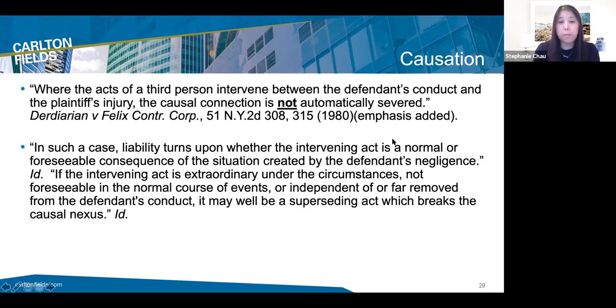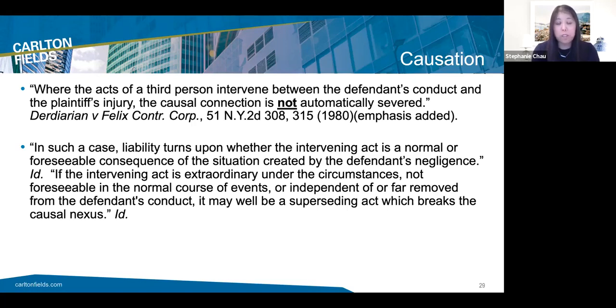I think the important thing to remember with causation is that even though the acts of a third person may intervene between the defendant's conduct, so the practitioner's conduct, and the plaintiff's injury, and that can be the patient himself or some third party who may have encouraged the victim to carry out acts of violence, the causal connection is not automatically severed between the practitioner and the plaintiff's injury.